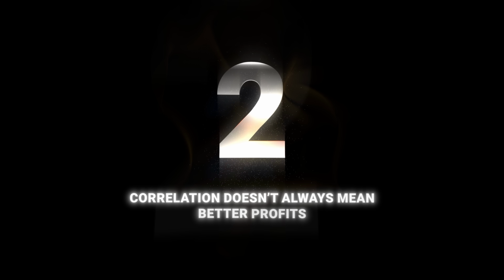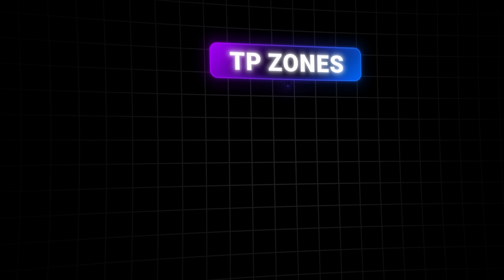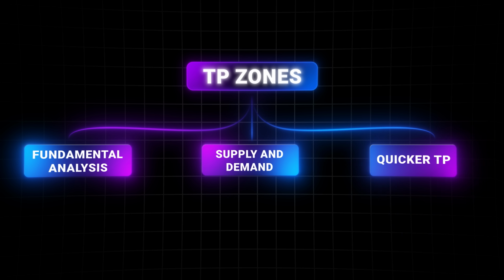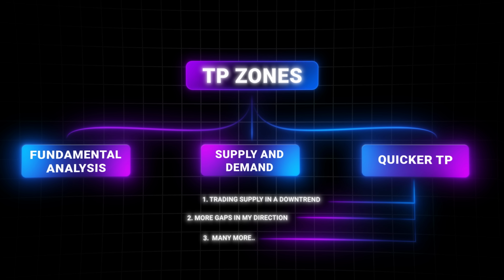Rule number 2, correlation doesn't always mean better profits. Okay, so why do we take correlated trades anyway? Why not stick with 2% per trade and get it over with? The reason is actually very simple, because we don't know. Yes, we can never predict with great accuracy which one of these 2 trades will end up generating more TP. There are a lot of factors that go into the selection of TP zones. The biggest one being supply and demand, but there are other things to consider as well.